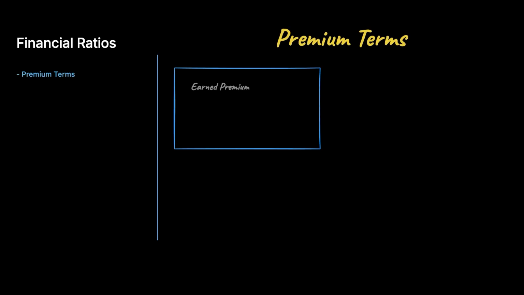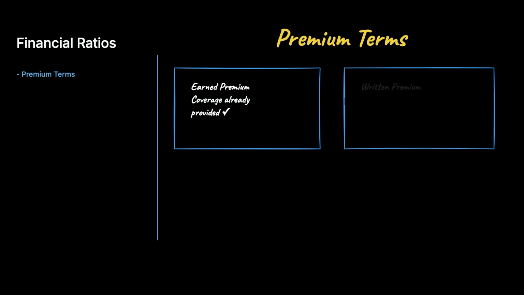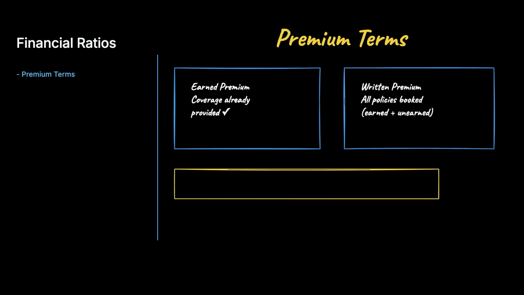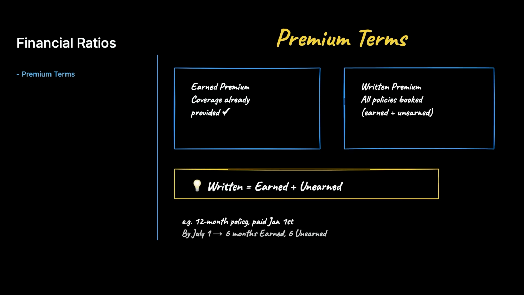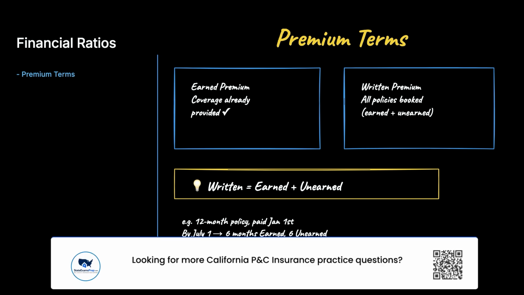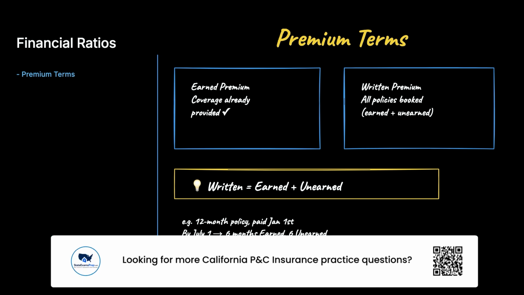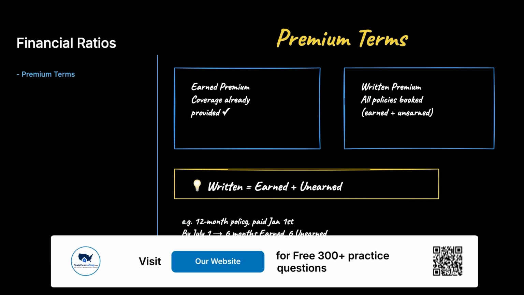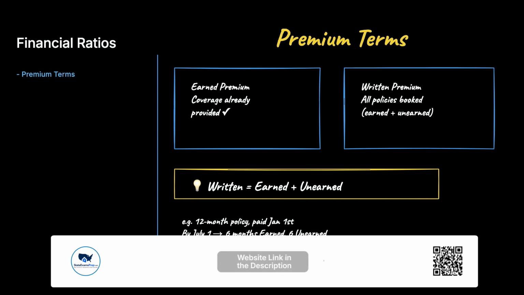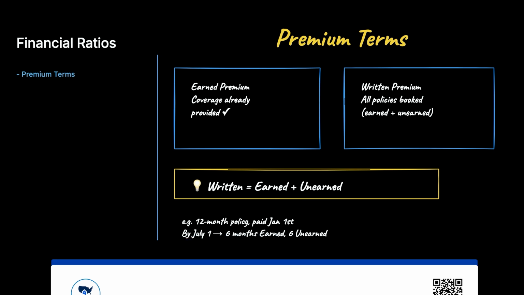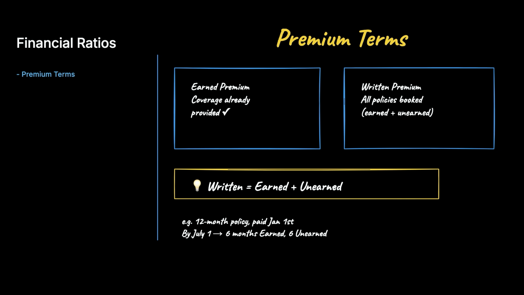Now, the numbers section that scares some students, the financial ratios, but I will keep it simple. First, 2 premium terms. Earned premium is the portion the insurer has actually earned by providing coverage for time already passed. Written premium is the total premium booked for all policies in a period, including both earned and unearned portions.